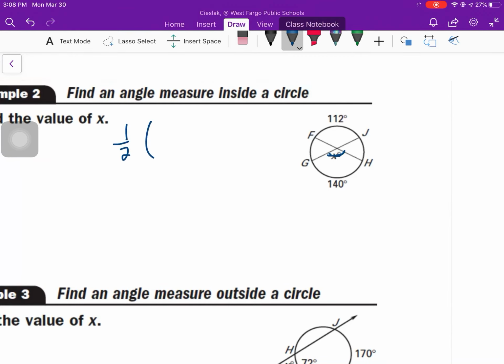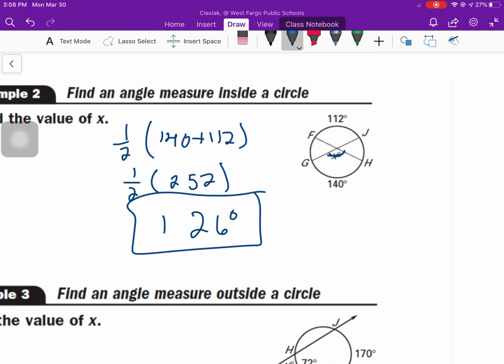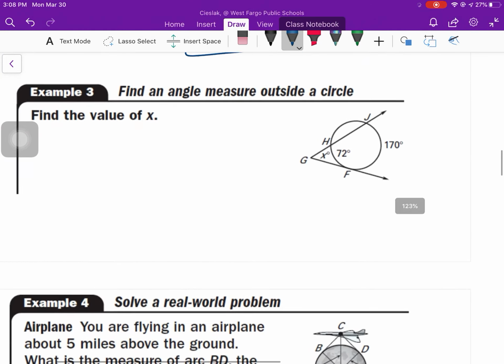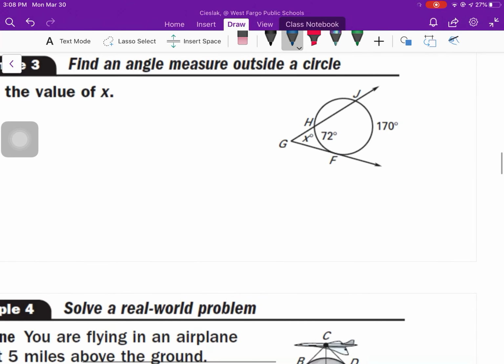So I would just take 1/2 times 140 plus 112, which is 1/2 times 252, which is equal to 126 degrees. So that's my angle. They were intersecting on the inside, so yeah. Okay, example 3, now we're talking about on the outside of the circle here.